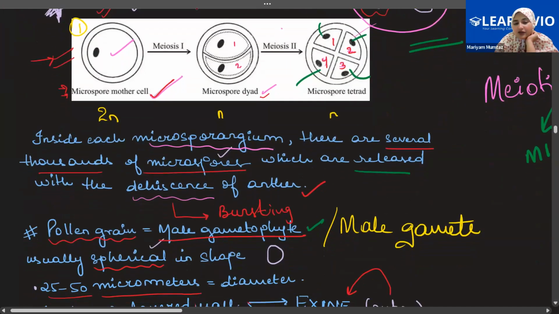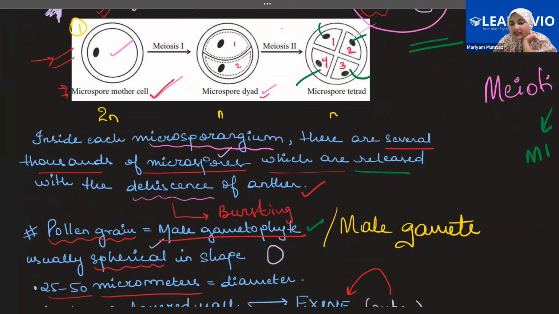So inside each microsporangium, there are several thousands of microspores which are released with the dehiscence of the anther. So several thousands and thousands of pollen grains are developed inside the microsporangia, and once the anther matures, it will burst, ultimately releasing the pollen grains into the air.